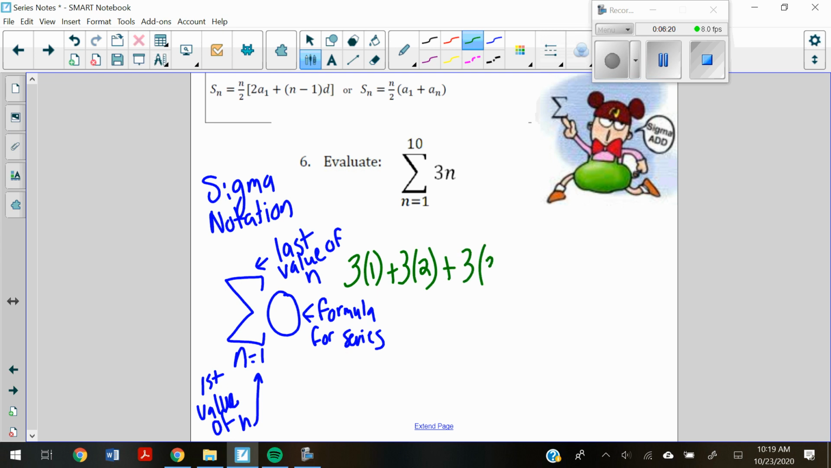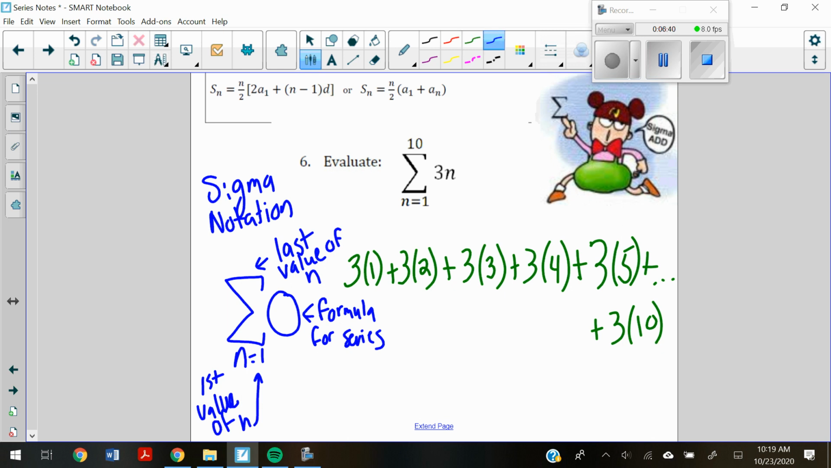3 times 3 plus 3 times 4 plus 3 times 5 plus dot, dot, dot, all the way up to 3 times 10. So you can calculate that all out and add it. Totally fine. You're going to get the right answer. Okay, but I can show you a little bit of a shortcut using this formula up here.